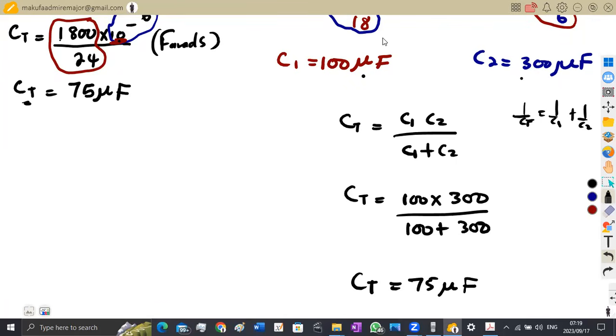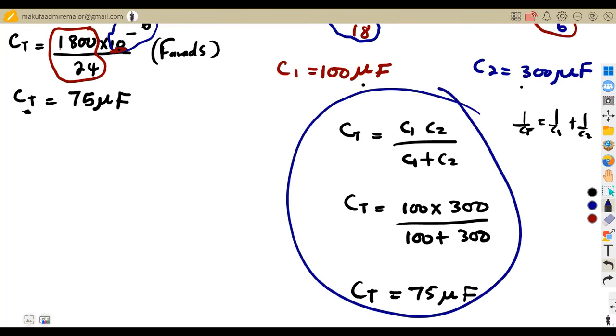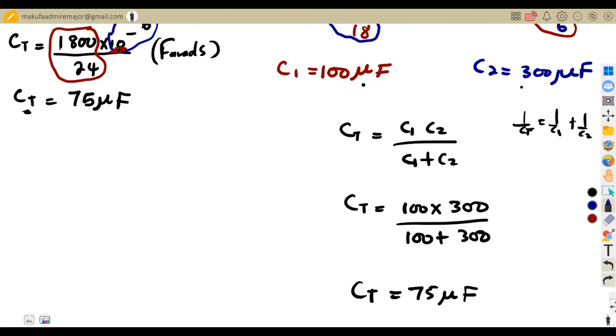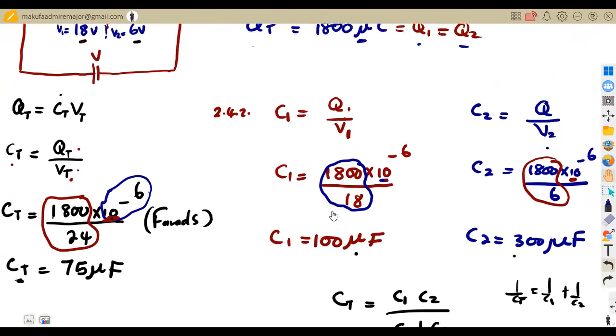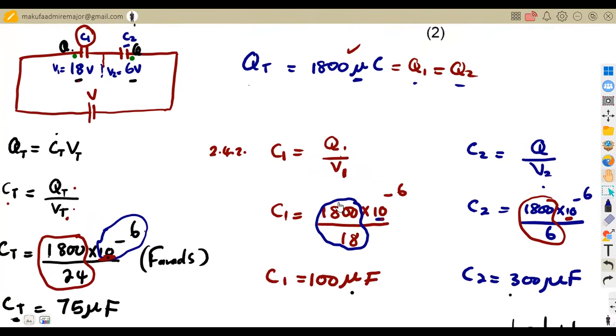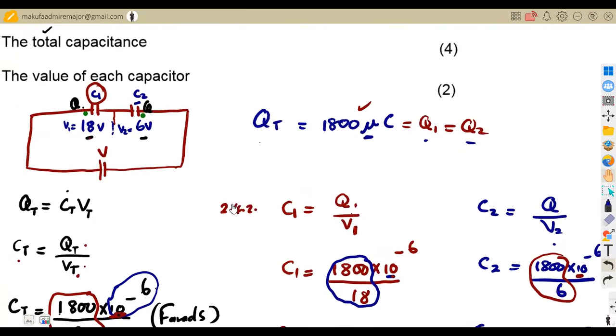This can be a proof to check if the values that you calculated for capacitor 1 and capacitor 2 actually correspond to the total capacitance, because you calculated that total capacitance before. So you can use that as a proof to check if they do correspond to the value that you expect to get. That's the typical questions that you might be given.